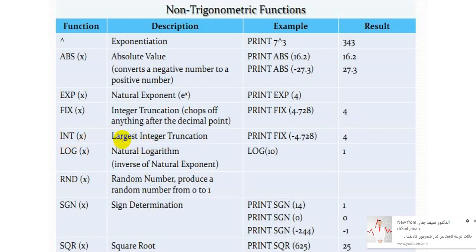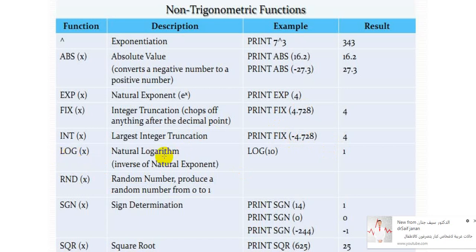Int(x), the integer of x, the largest integer truncation. Truncation, meaning the truncation of what comes after the decimal point. Post decimal point truncation. The fix of 4.728 gives you only 4. Only 4 will be kept, the same way the 4 is.